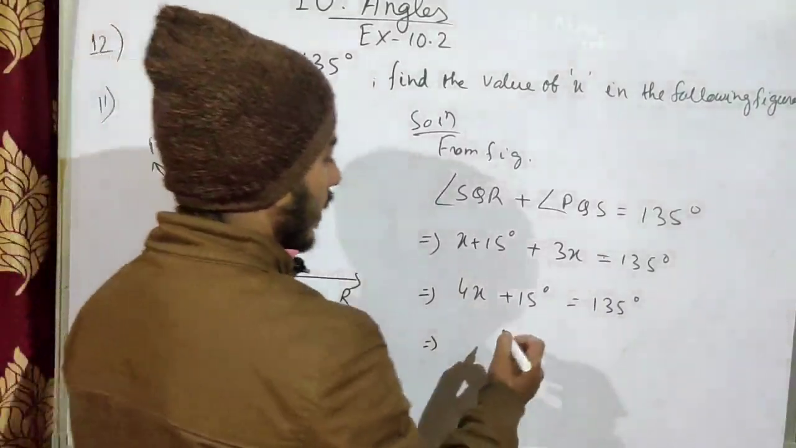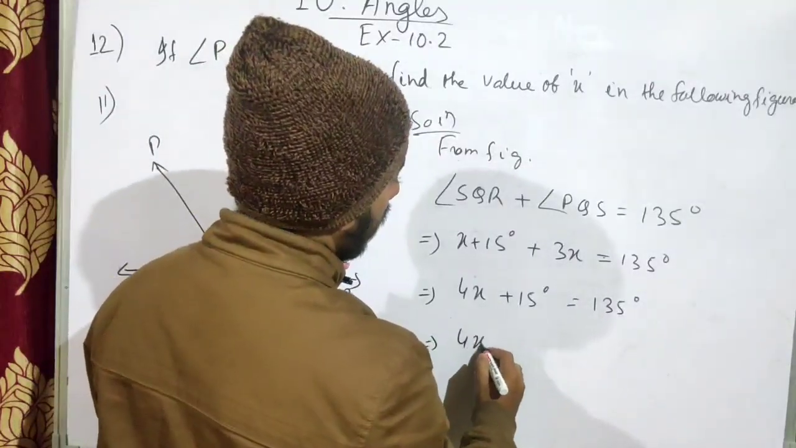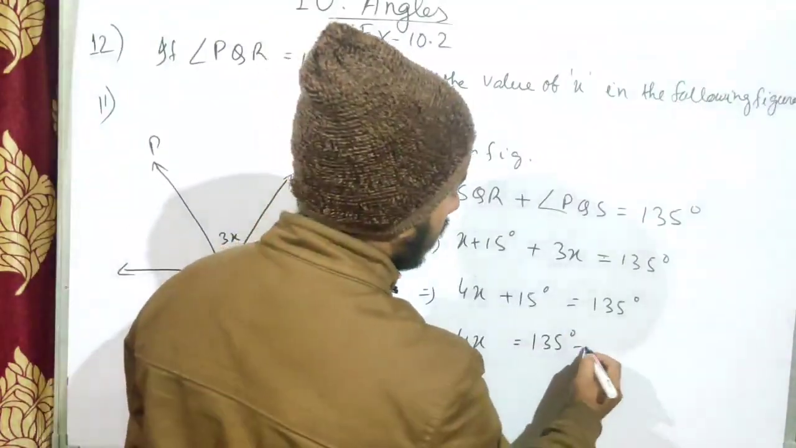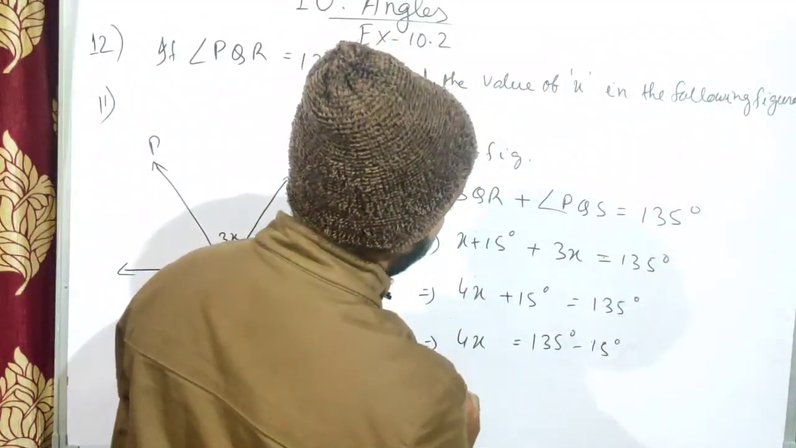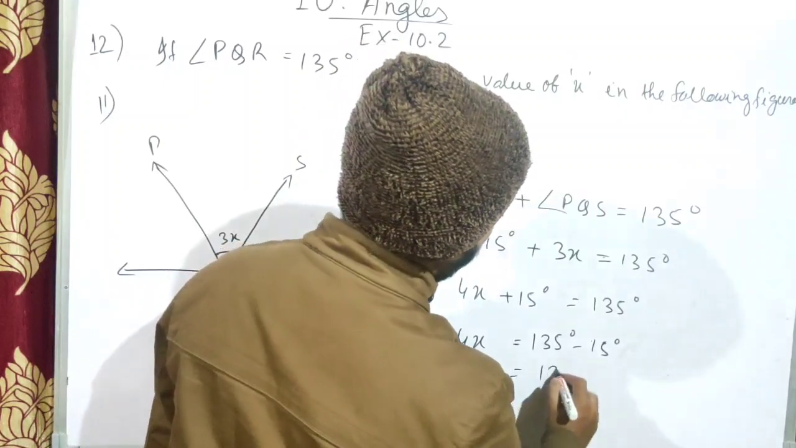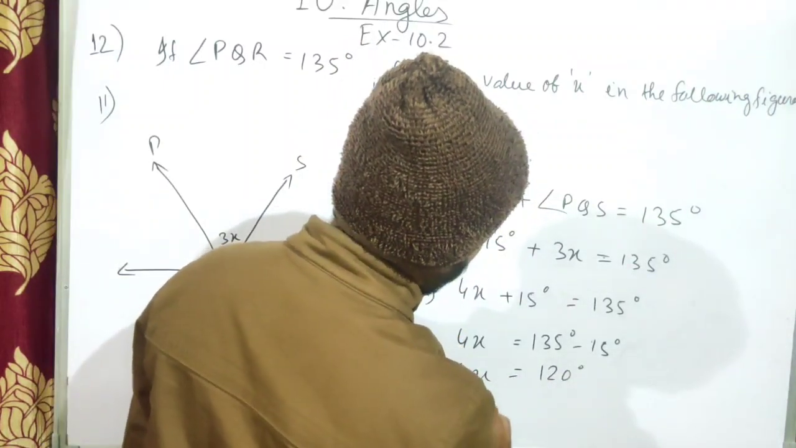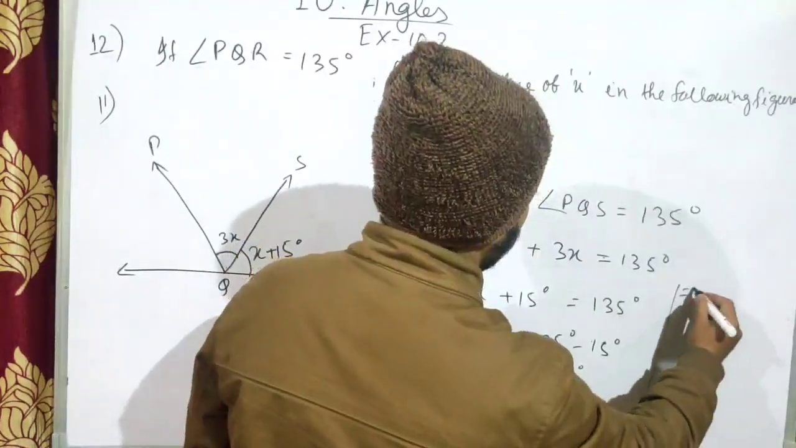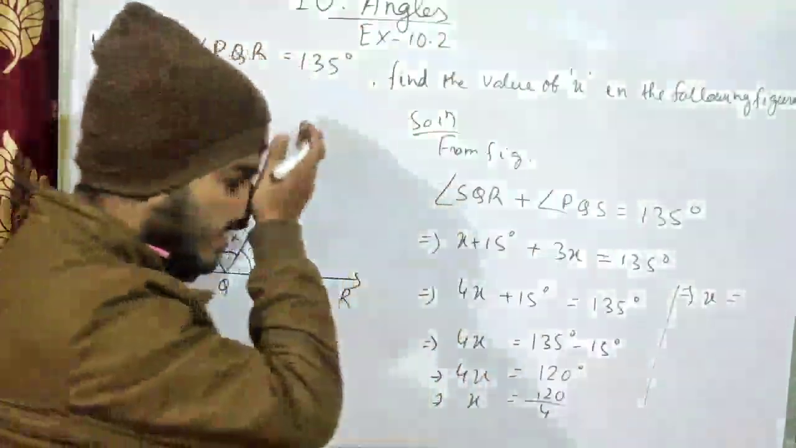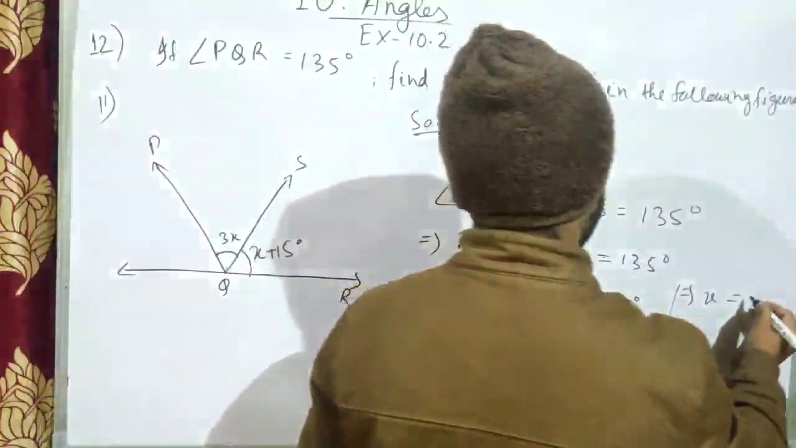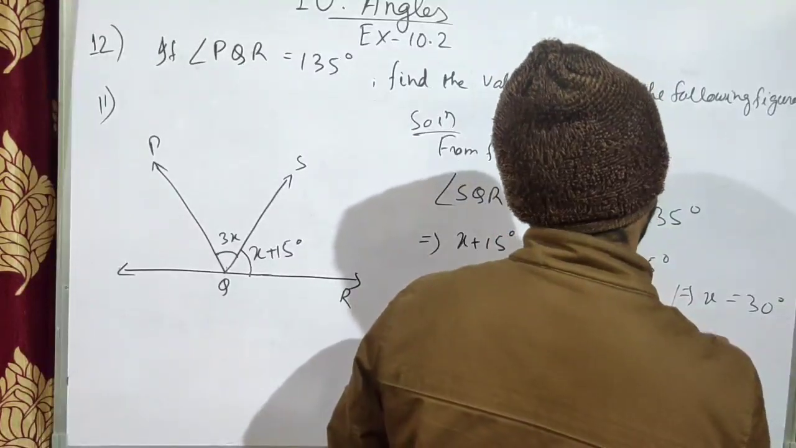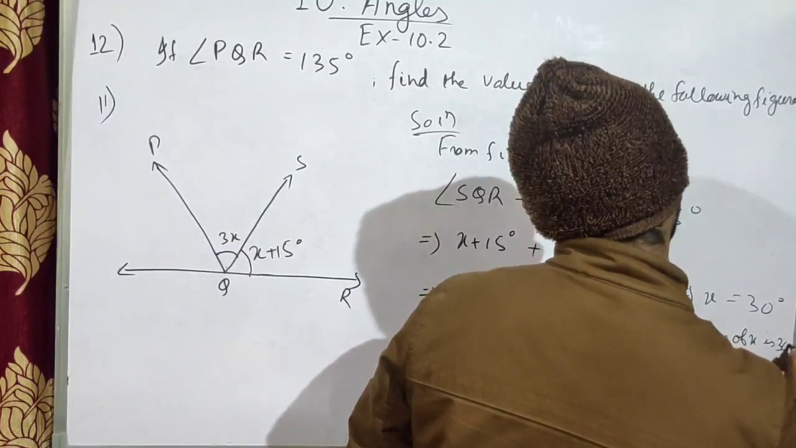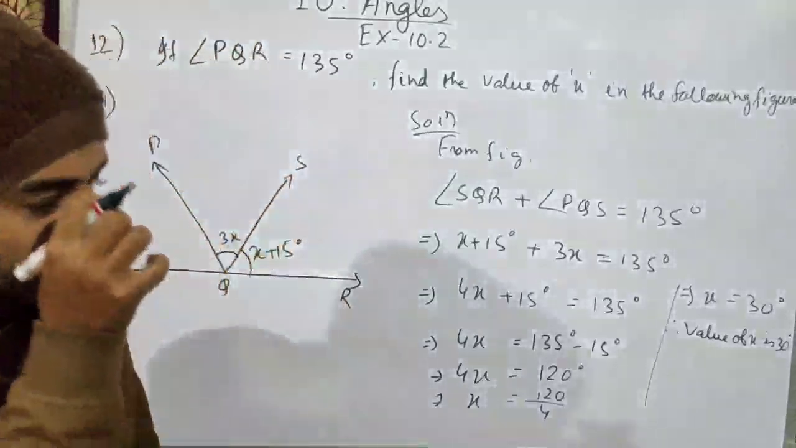Clear? So now 4x equals 135 degrees. Now 15 is plus, so moving it across, it will be minus 15. So 4x equals 120 degrees. So x equals 120 by 4, which is 30 degrees. So value of x is 30 degrees. I hope this is clear to you, right?